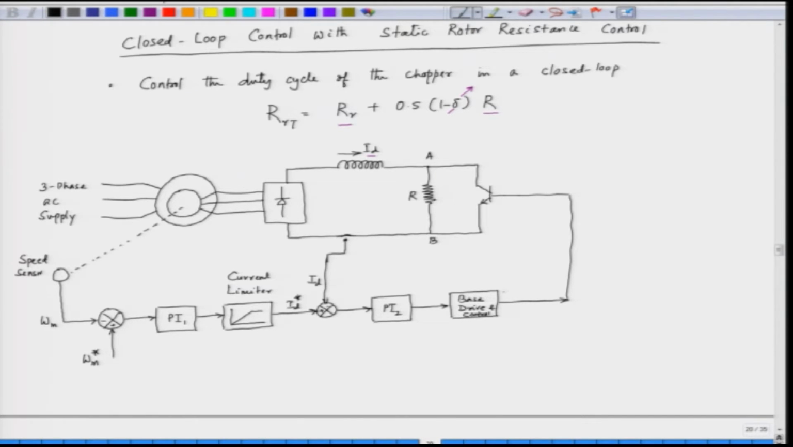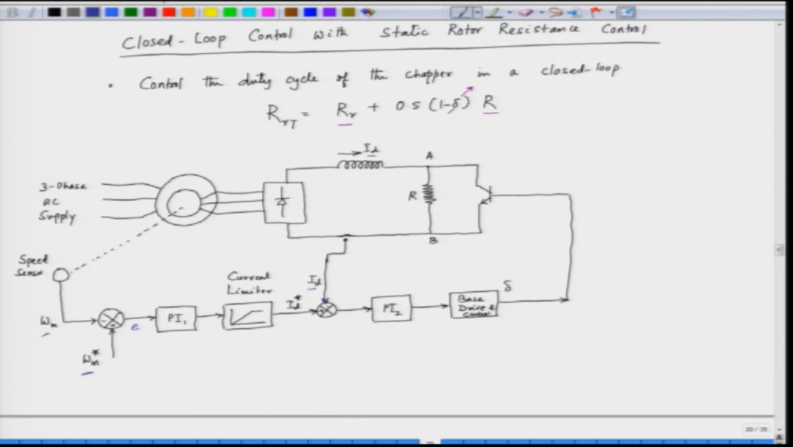So, we are trying to control the angle delta. This is the closed loop block diagram of chopper controlled rotor resistance based induction motor drive. We have a reference speed, we compare that with actual speed and we have the speed error. Then we have a speed controller, a simple proportional integral controller. The output of that is the current ID, and ID is also controlled by feeding it from the actual ID. We have a current sensor.